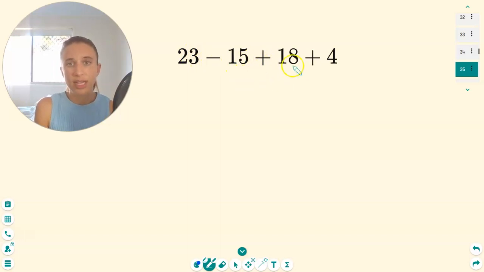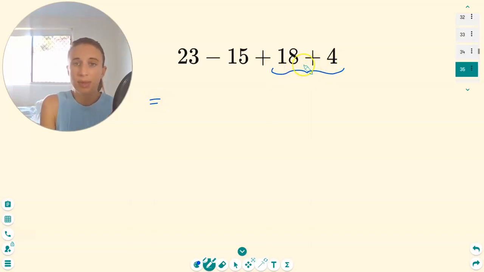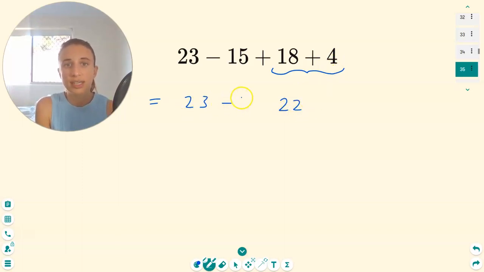23 take 15 plus 18 plus 4. Now you can do this quite a few different ways. I'm immediately drawn to this. Addition looks nice and easy for me. 18 plus 2 gives me 20, plus another 2 will give me 22. So I know that simplifies to 22, and I just write the others straight down. We can take as many steps as we need to solve this. Okay?